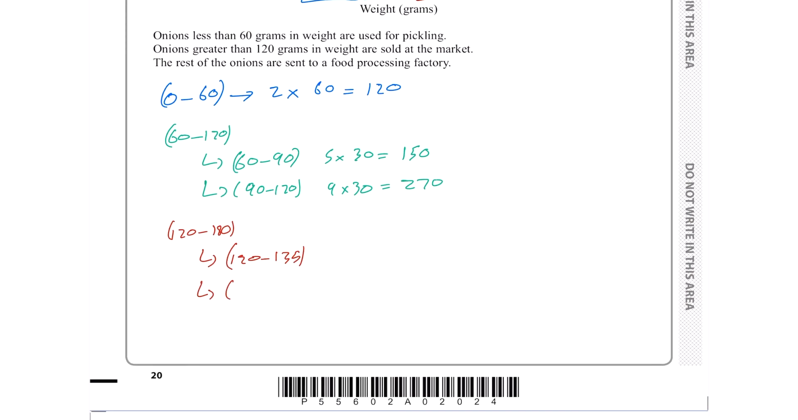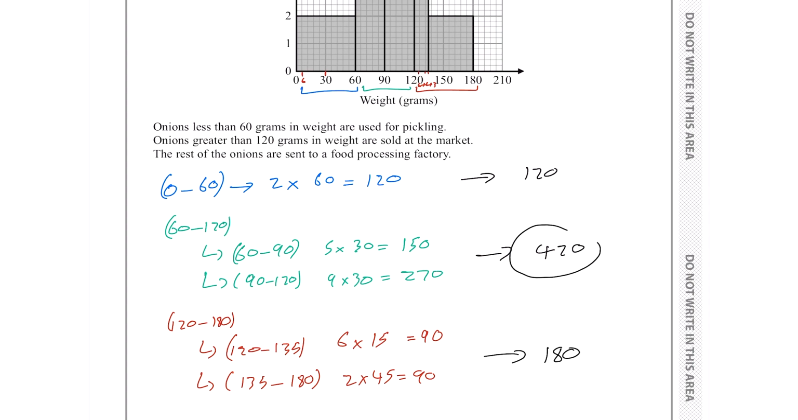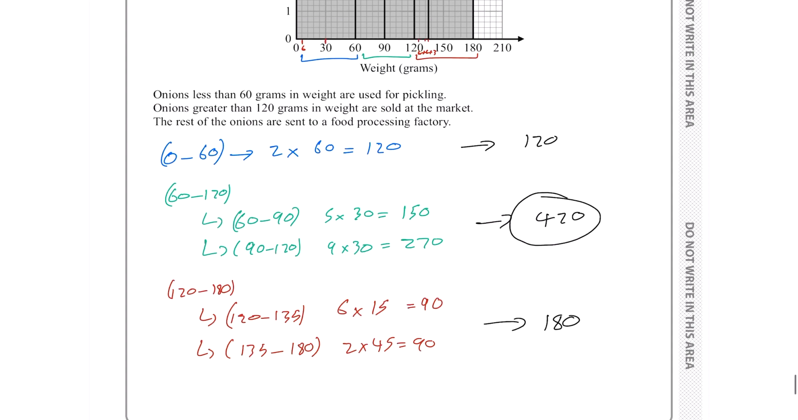And then the next bit, if I just stay there, is going to be from 135 to 180. So this then becomes 6 times 15, and this becomes 2 times 45, which is 90, and that is 92. So now I can work out the totals. If I use that color there, that is 120. This totals up to 420, and this totals up to 180. So this is what is sent for food processing.